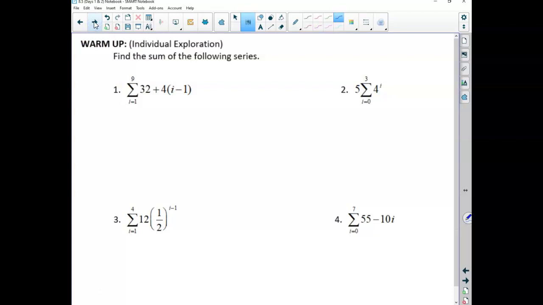I'm going to hit pause. I'm going to do these. You learned how to find these sums of arithmetic sequences last week, and you found how to find a finite sum of a geometric series on Monday and Tuesday in 8.3. So I'm going to hit pause. Once you come back, do these 4 quick, and I'll have the answers for you.